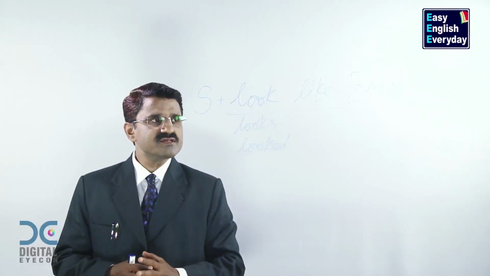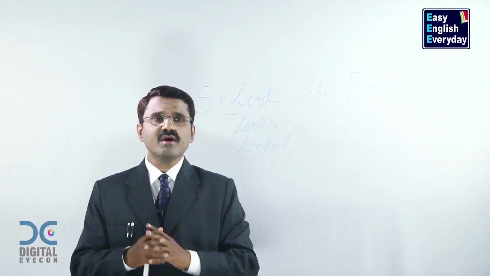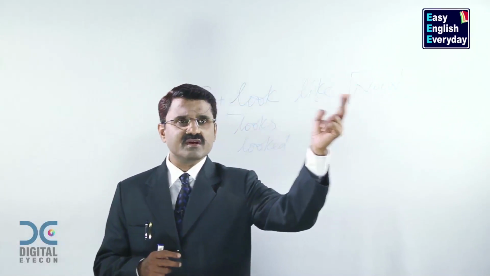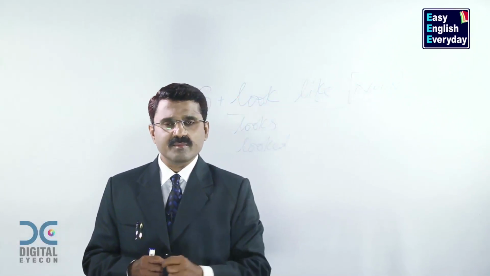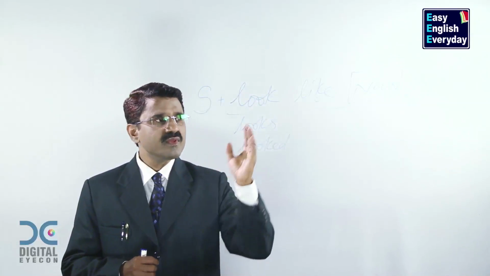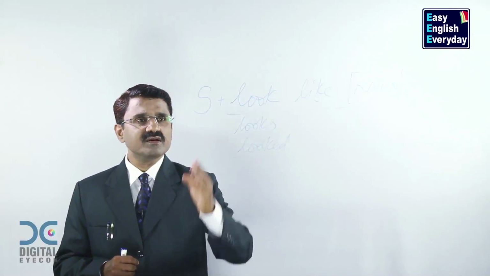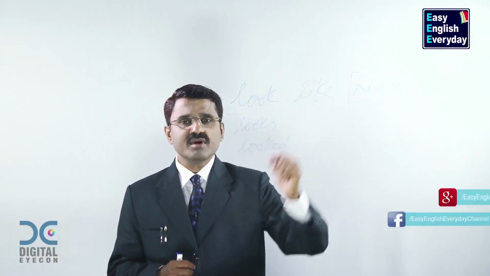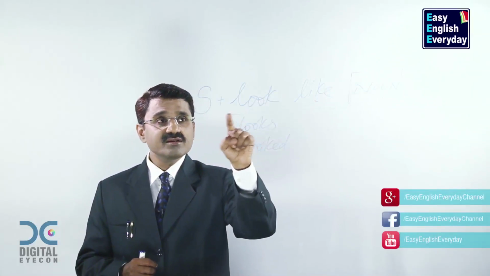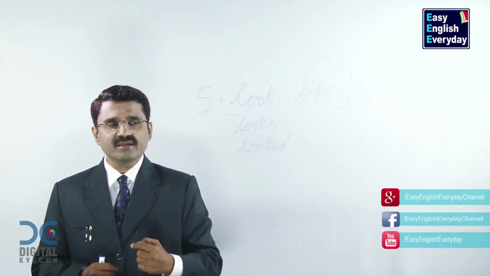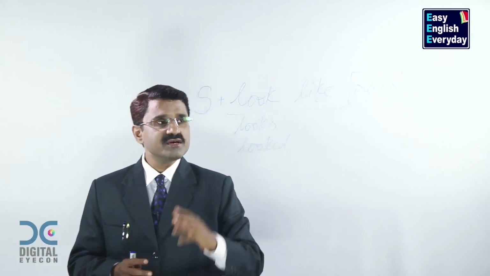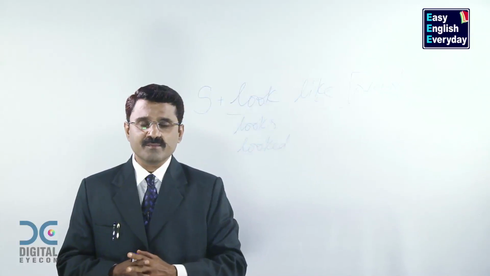Now, these examples tell you that you are talking about the similarities between this person and this person. You look like your father. What does it mean? You resemble your father. You are similar to your father. You look like your mother. I look like my mother. I do not look like my father. She looks like her father. She does not look like her mother.